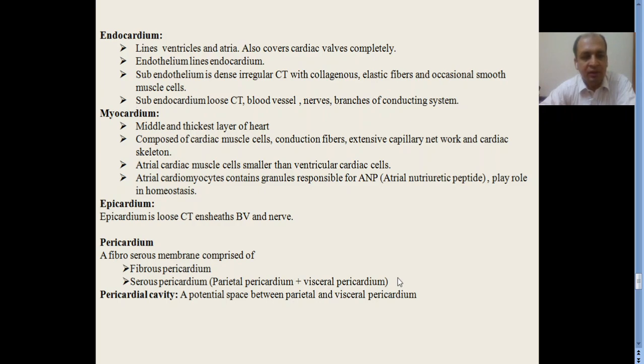The outer layer of the heart is called the epicardium. Epicardium is basically a loose connective tissue that ensheathes some blood vessels and nerves. Basically it is the visceral layer of the pericardium.